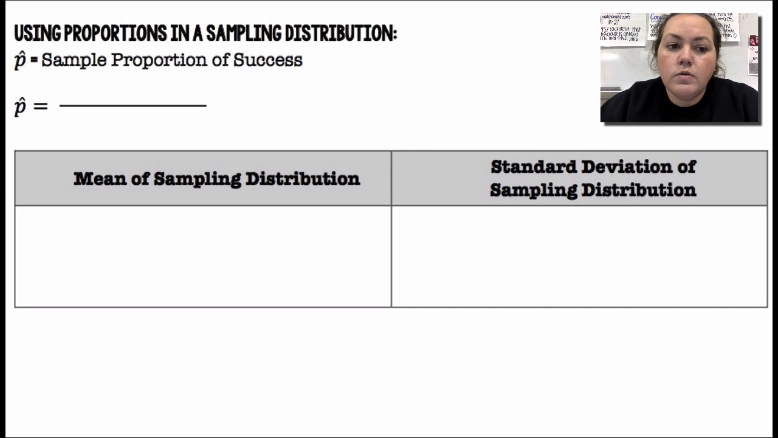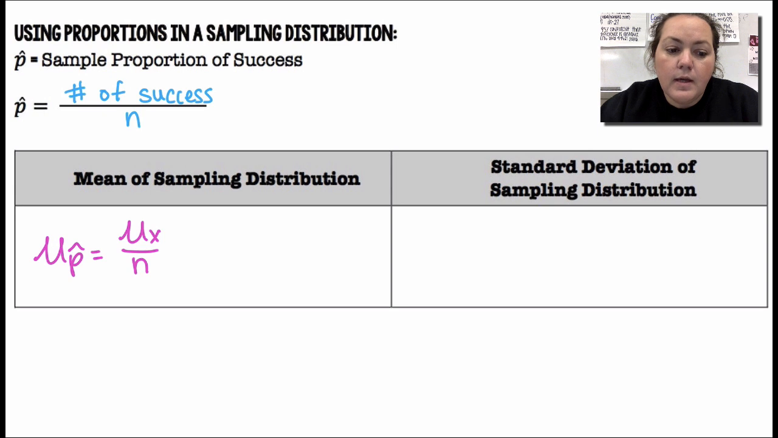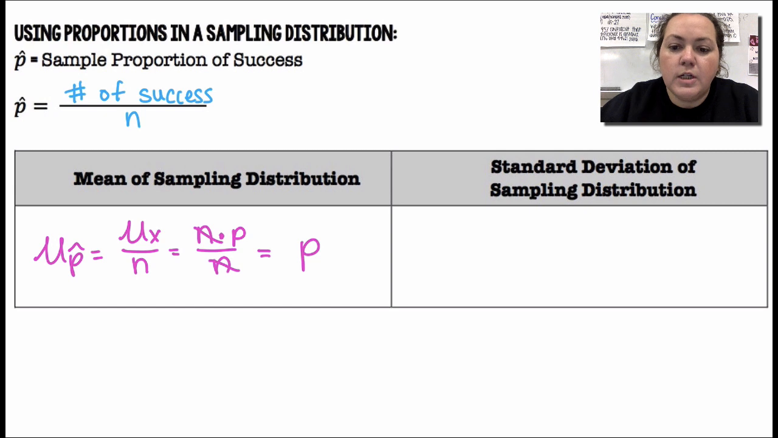All right. Using proportions in a sampling distribution, p hat is the sample proportion of success. Okay, so the number of successes out of the total number of things you've collected. The mean of the sampling distribution, mu of p hat, is equal to your mean from your sample divided by n. Okay, well, your mean from your sample was n times p divided by n, the n's cancel, so it's just equal to your proportion, like your p-value, whatever the population probability of success is. We set the mean of our sampling distribution to that.